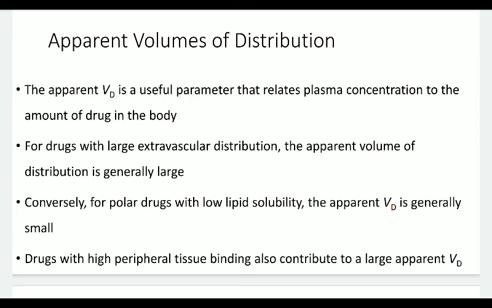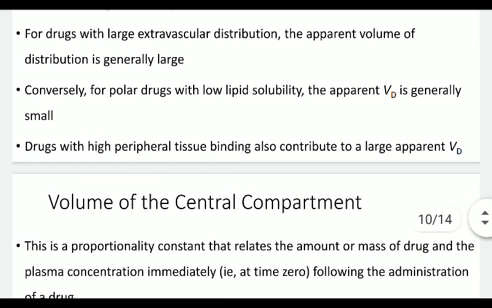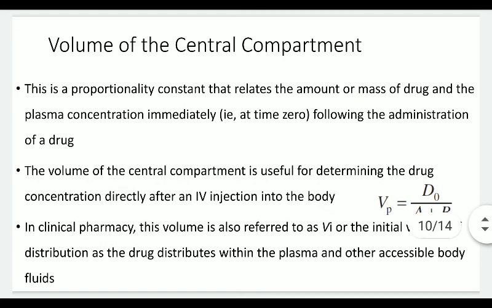So what you have to remember from this particular point is that drugs which are hydrophilic in nature, which are highly water soluble, have a higher apparent volume of distribution, and drugs which are more lipophilic in nature, having more lipid solubility, have a lower apparent volume of distribution. Drugs with high peripheral tissue binding also contribute to a large apparent volume of distribution. So these things you have to remember.